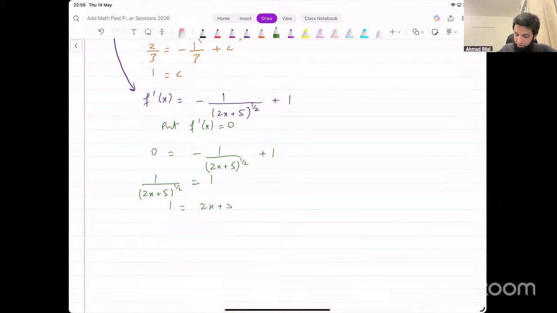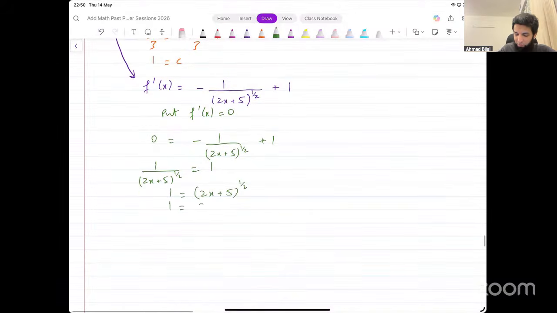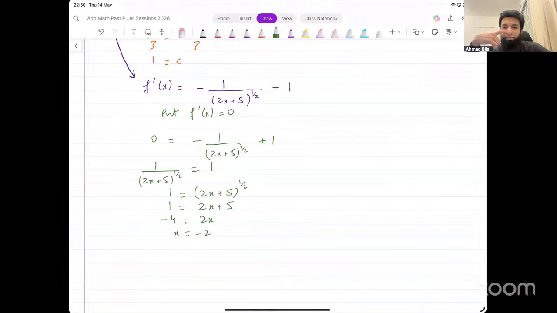1 equals (2x plus 5) whole raised to power 1 over 2. Square both sides because the power is 1 over 2, right? To get rid of the power 1 over 2, we have to square both sides. So that gives us 1 equals 2x plus 5. 5 goes to the other side and we get minus 4 equal to 2x, and the value of x turns out to be negative 2. Okay, so we have the x coordinate of the turning point now.